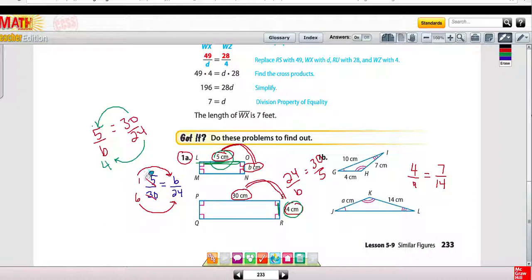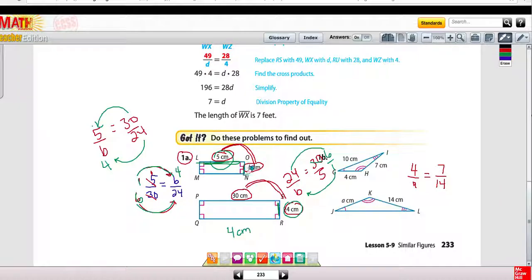Okay, if I wrote it as 5 over 30, I could reduce that to 1 over 6. So 6 times 4 is 24, and 1 times 4 is 4. And then even over here, I could reduce 30 over 5 to 6 over 1. And 6 times 4 is 24. 1 times 4 is 4. So for 1A, your answer should be 4 centimeters.